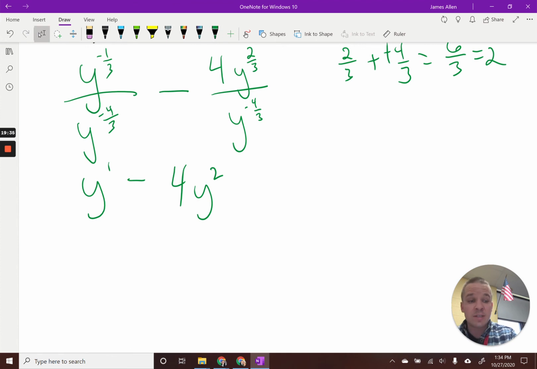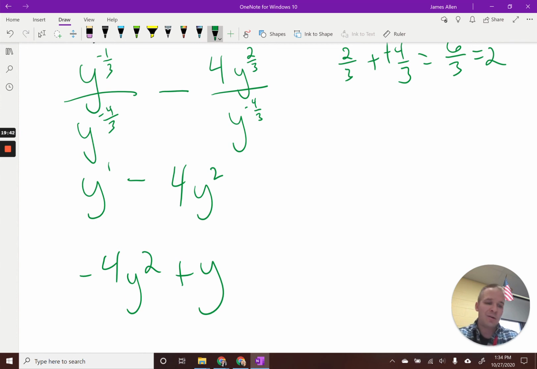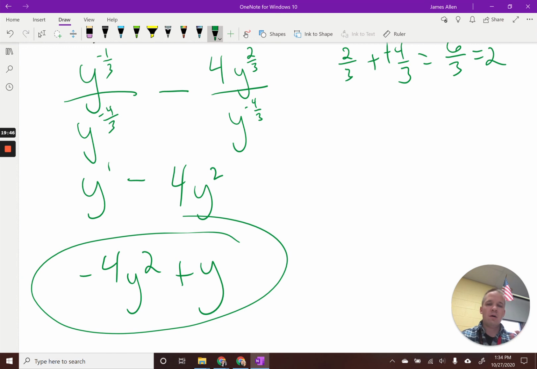If I rewrite this in standard form, negative 4y squared plus y, highest degree first, polynomials, you know what I'm saying? We'll go for it. And there we go.